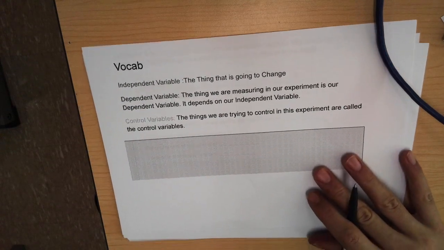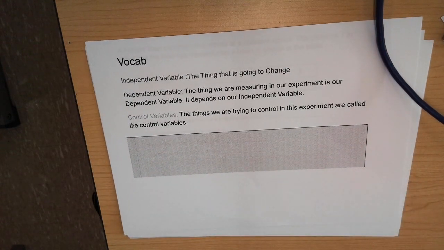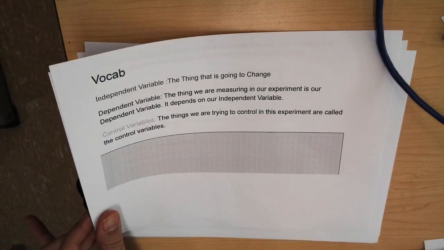Let's take a minute and look at this vocabulary here. Take a minute and copy this down into your notebook, and then we'll talk about it. All right, so hopefully you've had a second to copy these down. In a minute, I'm going to give you a visual demonstration of what these things are, but take a minute and just memorize these terms. The thing that is going to change is our independent variable. The dependent variable is the thing we're measuring in our experiment, and it depends on the independent variable. And our control variables are the things we're trying to control in the experiment. So we'll be referring back to these quite a bit.